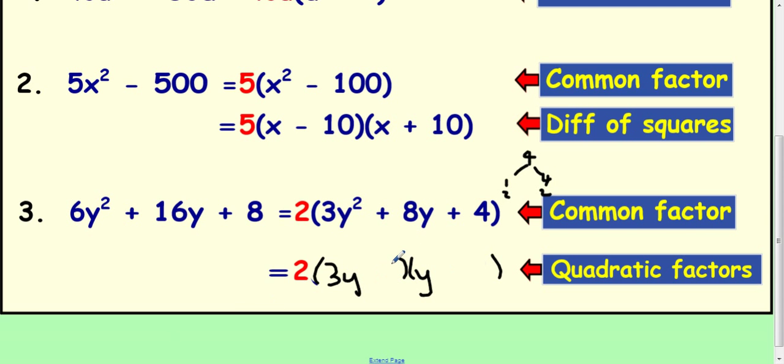You could go for a 4 here and a 1 there. 4 and 3 y's, that makes 7, that's not going to work. So it must be 2 and 2. Now if you spot 2 and 2 straight away, then that's absolutely fine. It's going to be both pluses, so there's your answer. Again, multiply it out to double check it.